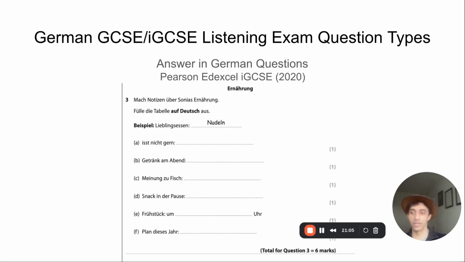Sometimes you may have to change individual words or verb endings. For example, in this kind of audio, Sonia would often talk in the first person. She might say something like, I don't like eating vegetables. In this case, you would only have to write one word, actually, vegetables or Gemüse. But if she says, I don't like eating vegetables, please don't write, I don't like eating vegetables. You'd, of course, have to change that to she doesn't like eating vegetables. So be aware that you may need to make those kinds of changes. Although for this particular example, one word is often going to be enough per answer.